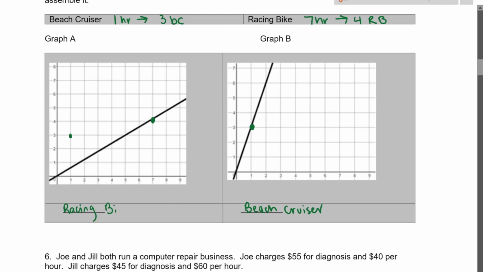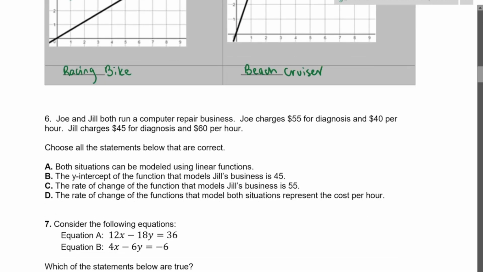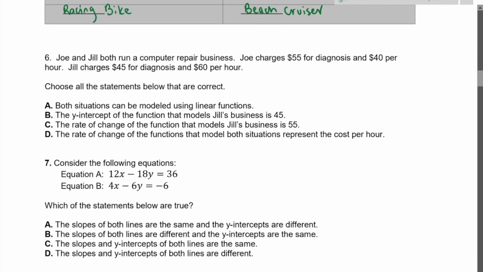This is also a very easy problem. We should all be getting this correct on this test. Alright, let's move on to number 6. Okay, Joe and Jill both run a computer repair business. Joe charges $55 for a diagnostic and $40 per hour. Okay, Jill charges $45 for diagnostics and $60 per hour. Choose all the statements below that are correct.